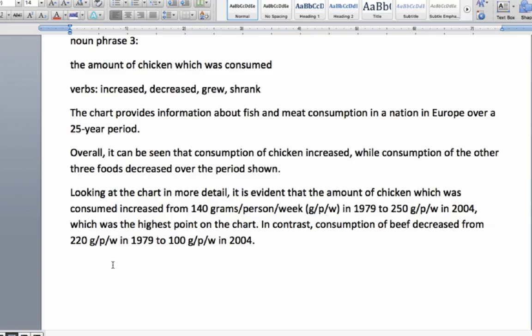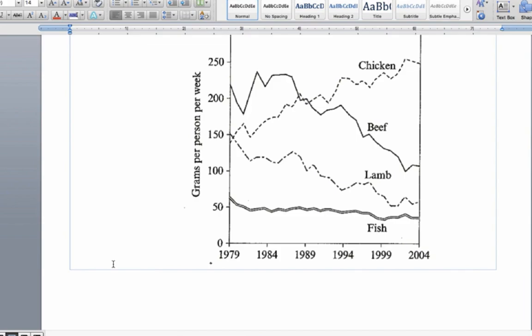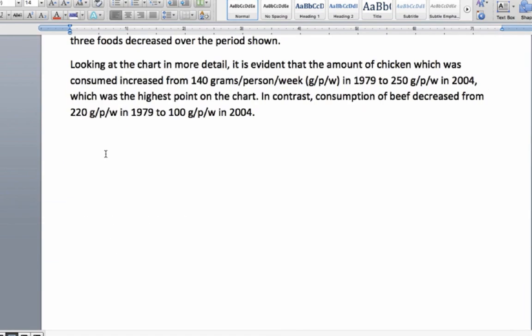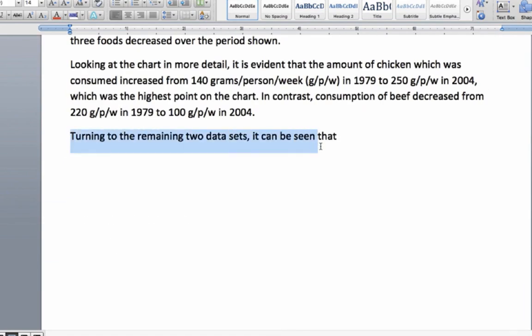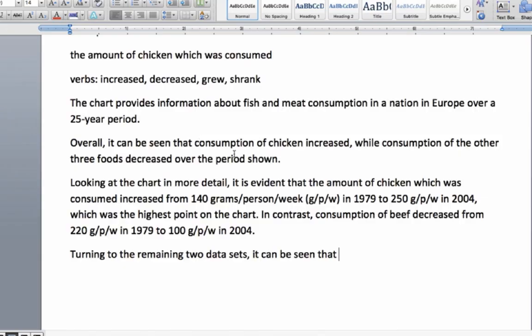Great, and then we're just going to do the next 2 lines. So let's do beef. Some nice linking language. This is just some nice linking language, turning to the remaining data sets, turning to the remaining charts. You could say turning to the remaining 2 lines, but data sets is very nice. It can be seen that. So which noun phrase should we choose? Lamb consumption. Let's choose noun phrase 3 again. We've only used it once. The amount of lamb which was consumed.